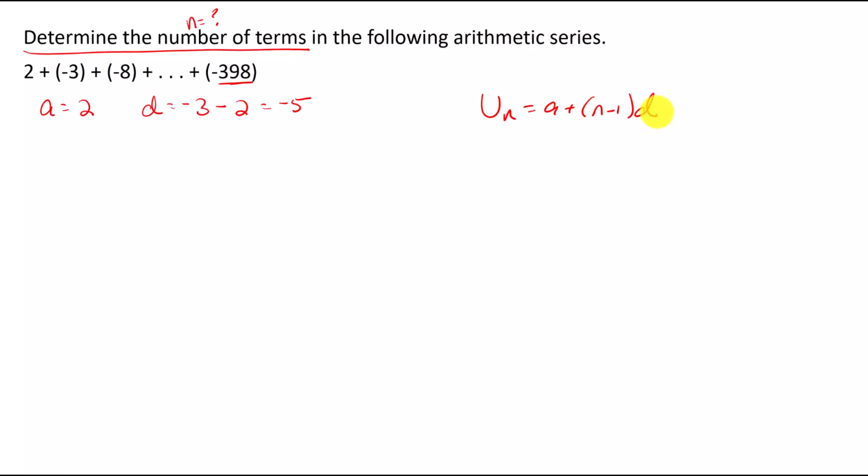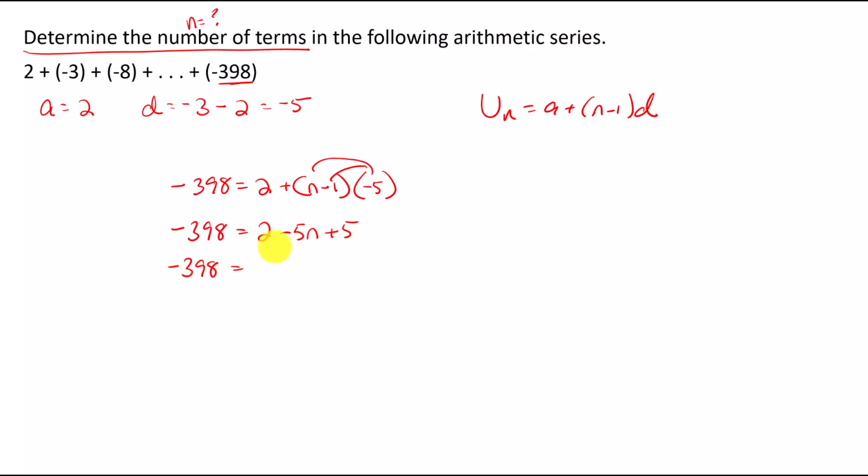And I'm going to go, okay, I want to get to -398. That's the term I want to get to, and I want to figure out how many terms it took to get there. So that's going to be my U sub n. A is 2. N is what we're trying to find, so we're going to leave it in. And D is -5. So -398 equals 2 plus. I'm going to distribute this -5, and I'm going to get -5n plus 5. So -398 equals 2 plus 5 is 7 minus 5n.